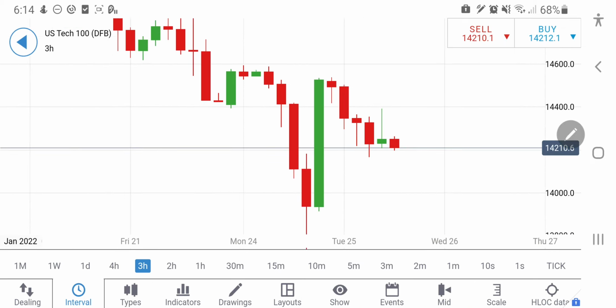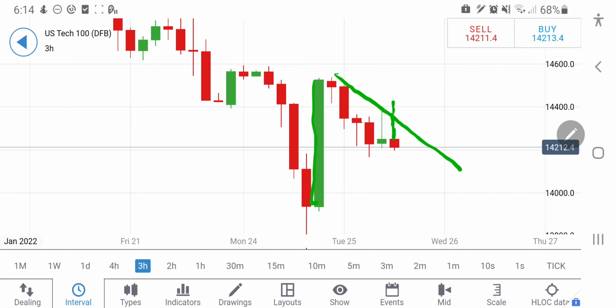On the 3-hour charts, see after this strong green candle, it is still very much in this downward trending channel, trying to trade with a drop. The high could be at around 14380. Probably it might try to achieve this, and in fact if it goes past 14380, the next resistance might be available at around 14420 levels.